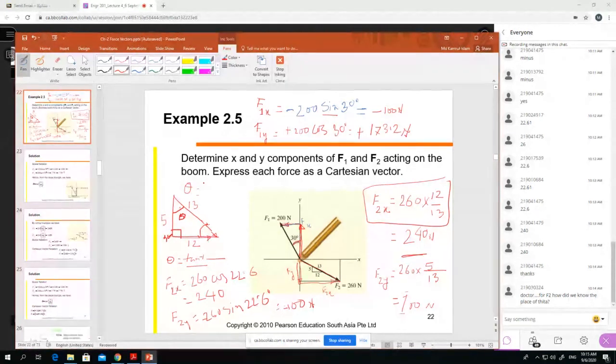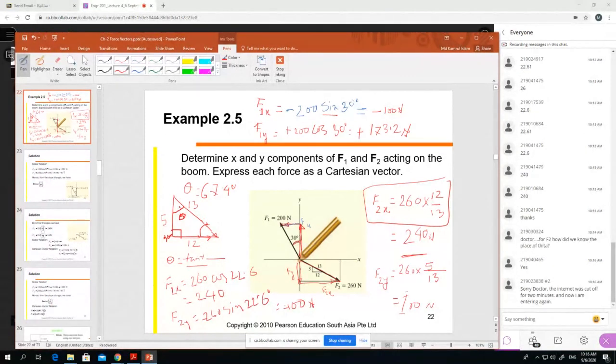Okay. Anyone please answer me? What will be the theta value now? I calculate it is 67.4. Tell me, is it correct or not? 67.4 degrees. Correct or not? Tell me. Quickly, please. Yes. If it is correct, now it is theta.